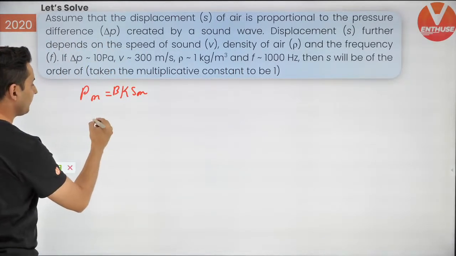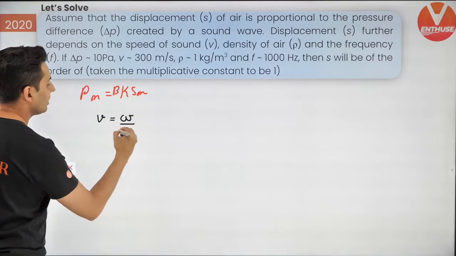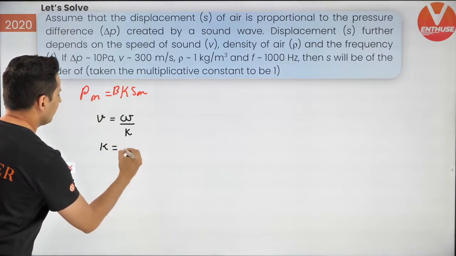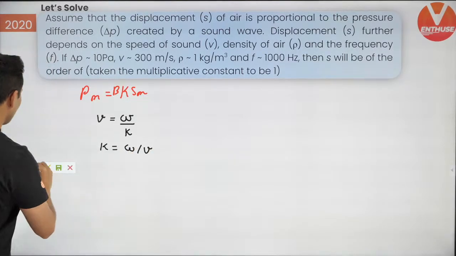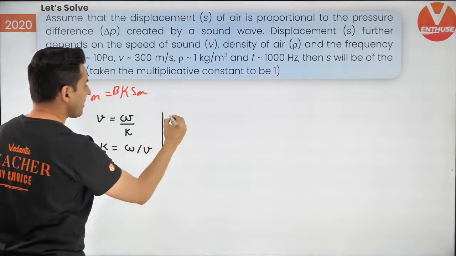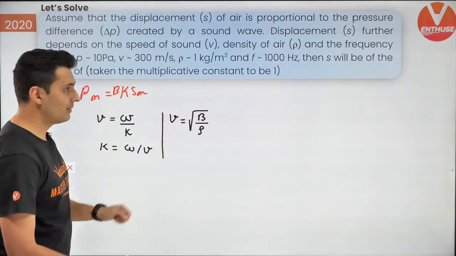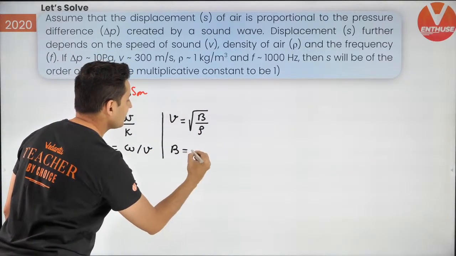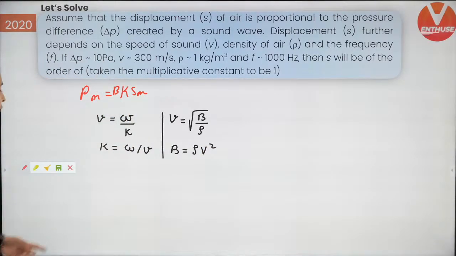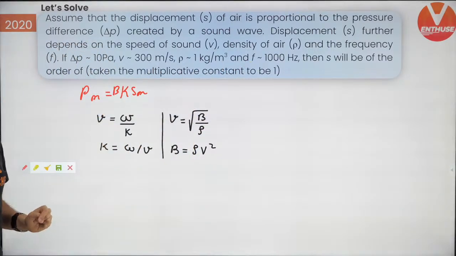First of all, remember, velocity was omega by k. So can I say k is nothing but omega divided by v? And the next thing, velocity was also root of bulk modulus by density. So rearranging it, I'll get B equals rho v squared. So do both these substitutions here. Why? Because I want it in the given terms.